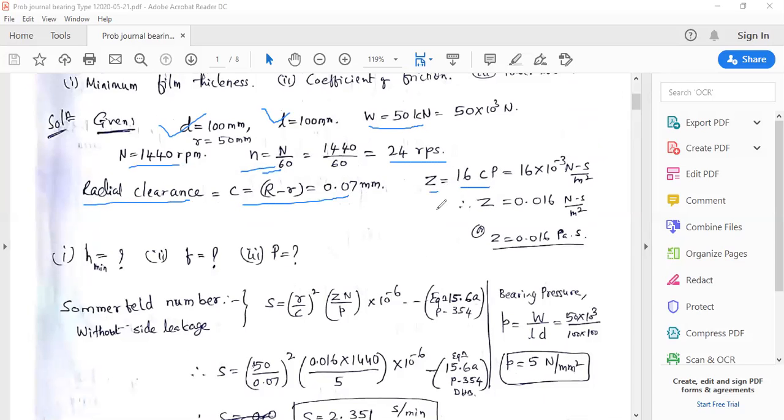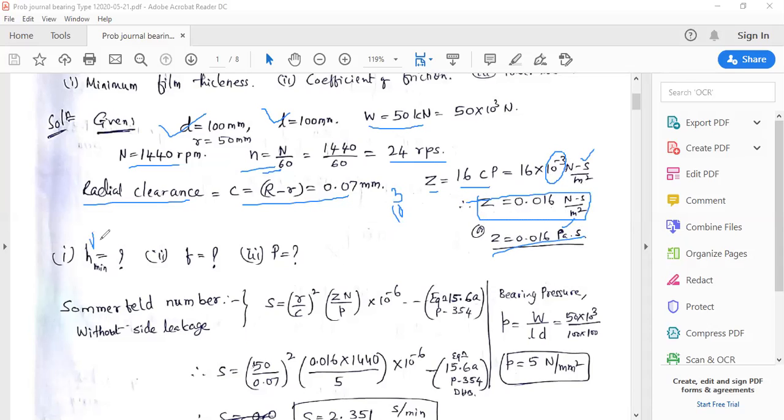1000 centipoise is equal to 1 newton second per meter square. So if I want the value of centipoise to be converted in terms of newton second per meter square, this value is to be divided by 1000. That value is 10 raised to minus 3 newton second per meter square. So this is to be divided by 1000, and the value you get here is 0.016 newton second per meter square, or 0.016 pascal second.